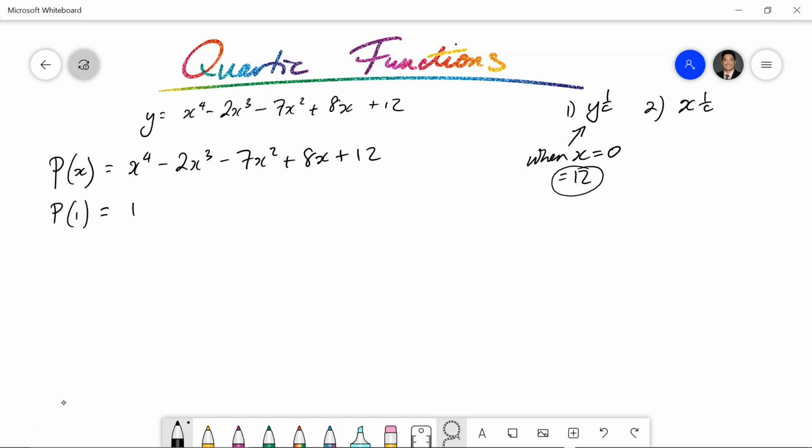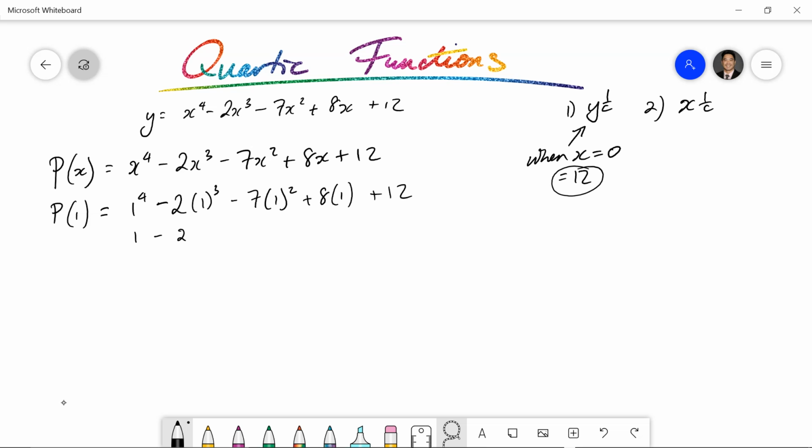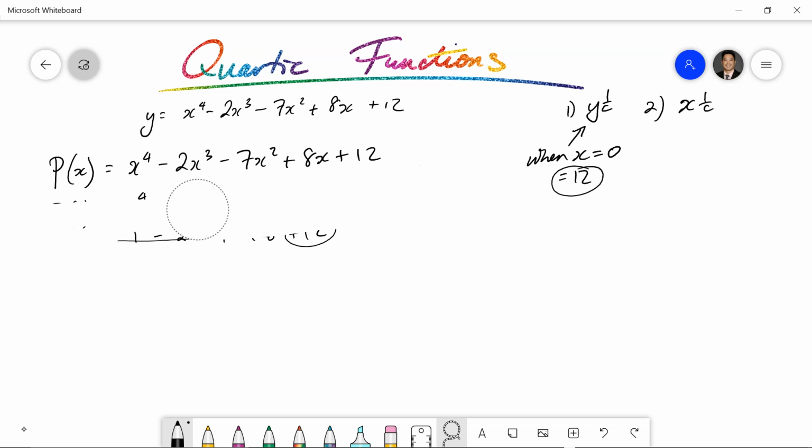So p of 1 means 1 to the power 4 minus 2 times 1 to the power 3 minus 7 times 1 to the power 2 plus 8 times 1 plus 12. And we want this to equal 0 because if there was a remainder, then it's not a factor. So this will become 1 minus 2 minus 7 plus 8 plus 12. So this becomes just 12. So it's not a factor. Okay, so 1 does not work.